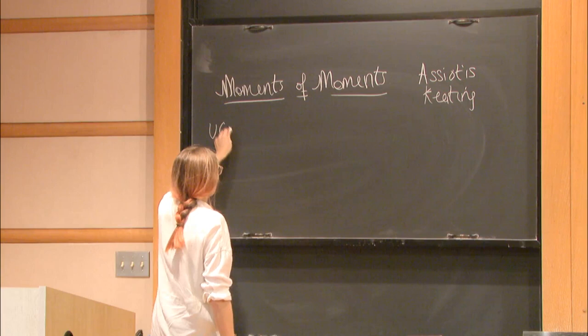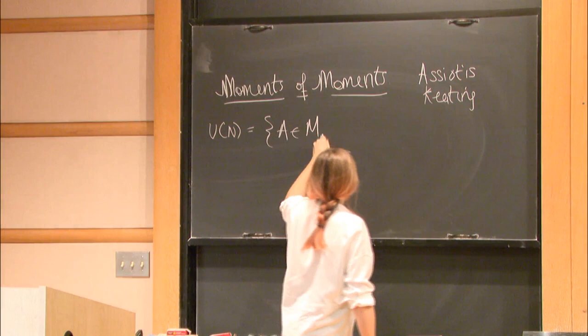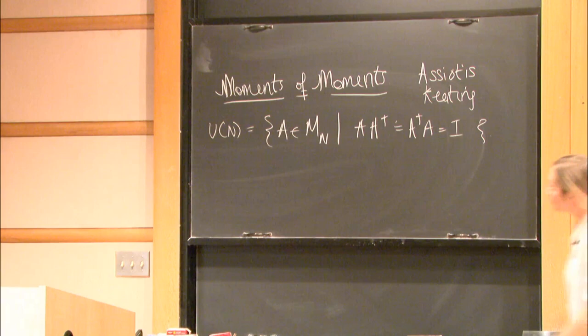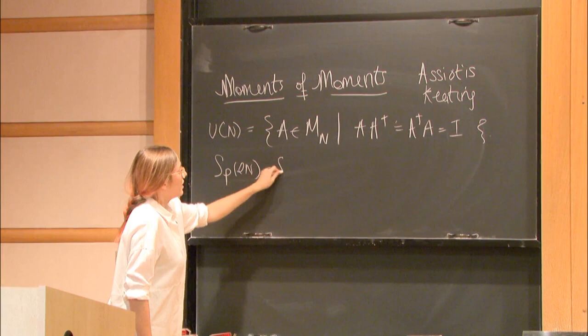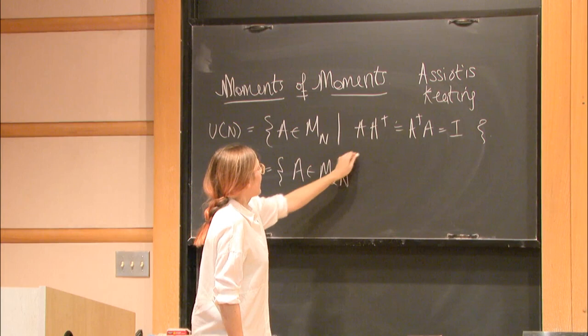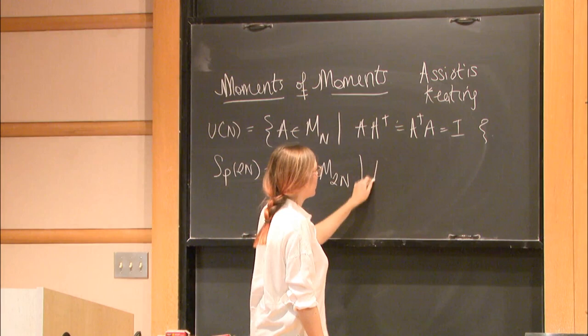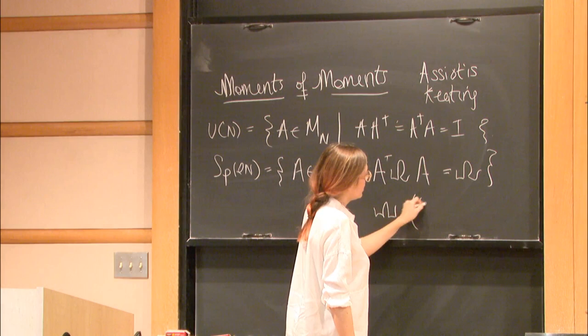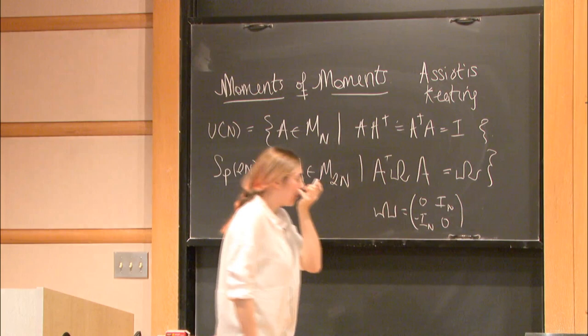So for notational purposes, we say that U(N) is the group of unitary N by N matrices, such that their conjugate transpose is their inverse. And then we have the group of symplectic matrices of even dimension, so these are also unitary matrices, and they obey an extra criterion that if you conjugate this special matrix omega, it remains invariant, where this is the matrix omega. Great.